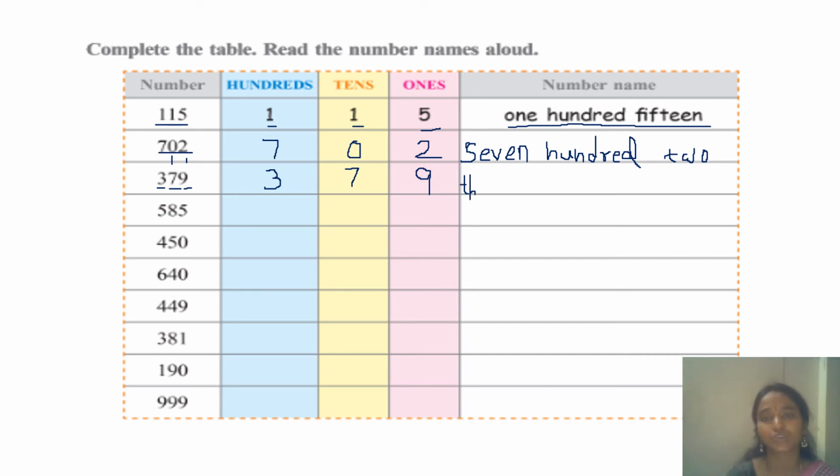T-H-R-E-E. 300. H-U-N-D-R-E-D. 300, right? 79. 70. S-E-V-E-N-T-Y. 70 and 9. N-I-N-E.